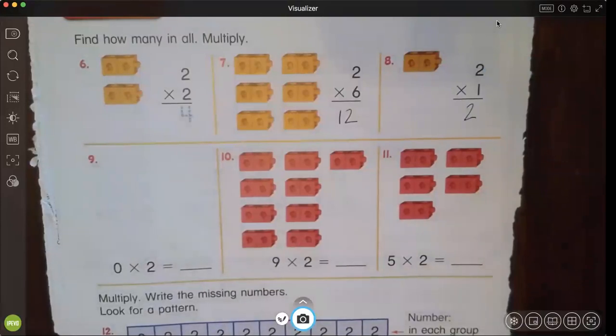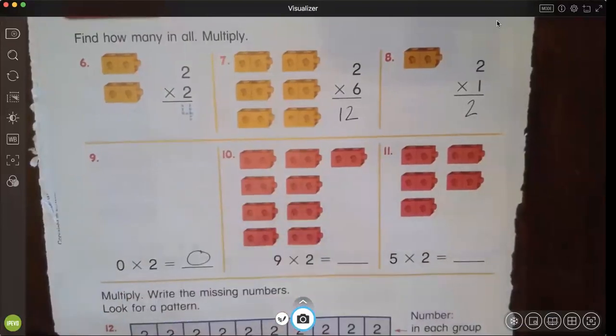And then here's the other little secret, okay? Anything times 0 is 0, okay? So if you have 0 groups of 2, you still have 0, okay? You can't have 0 in a number and not equal 0 in multiplication, okay? So anything times 0 is 0. 7 times 0, 0. 12 times 0, still 0. Okay, so 0 times 2, 0.